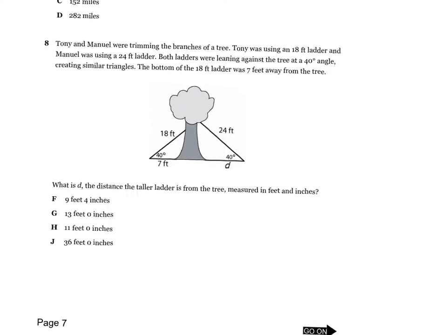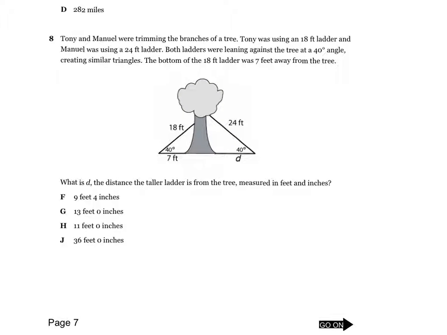Or probably 10. Okay, part 2, it says, Tony and Manuel were trimming the branches of the tree. Tony was using an 18-foot ladder, and Manuel was using a 24. Anyways, it sets it up with 2 triangles. So I'm going to highlight the sides here, because that's going to help us. And so I'm going to do green over blue. Okay, so green over blue.